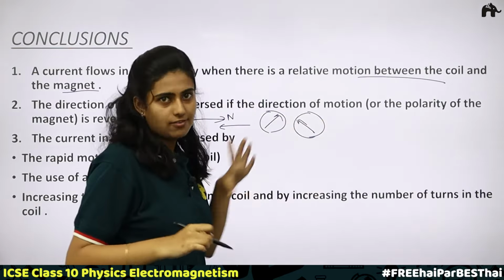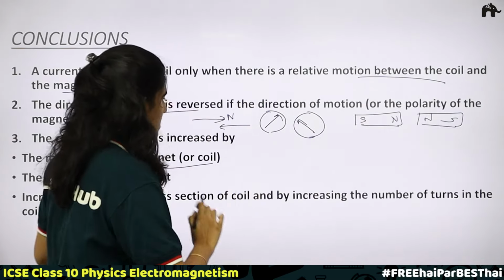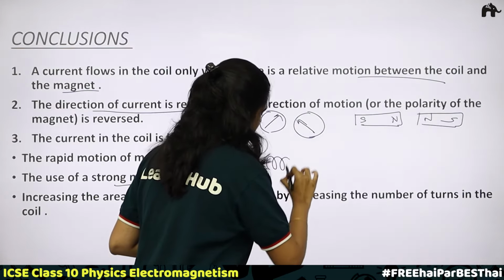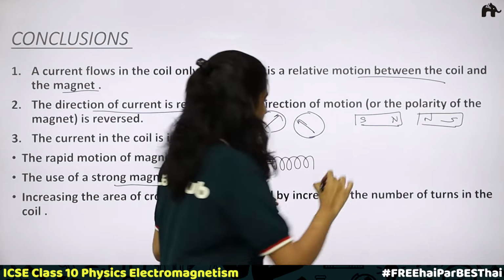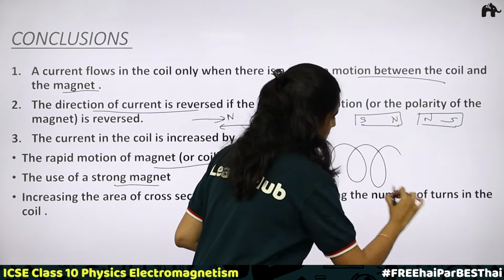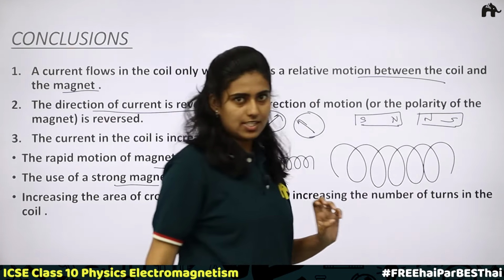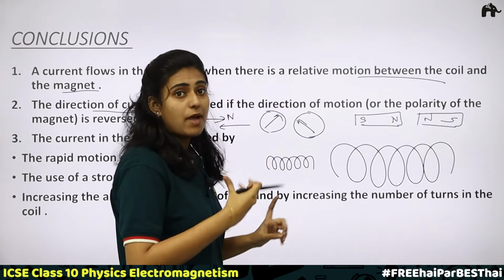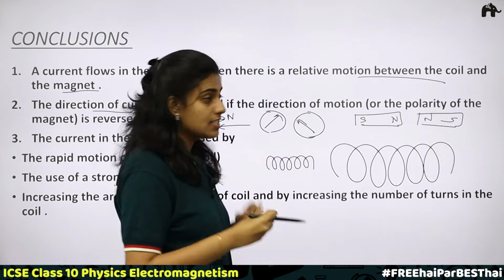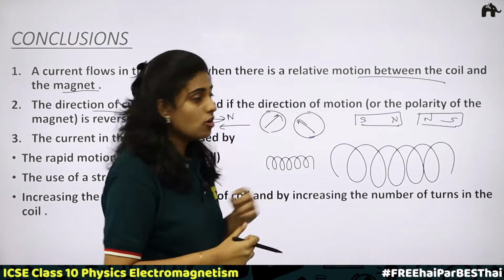If you are using a stronger bar magnet, in that case also you can increase the current that is produced, by increasing the area of cross section of the coil and by increasing the number of turns in the coil. So, here you can see, if this is your coil, instead of this, if you are using a bigger coil, that is when the area of cross section increases. In that case also, the magnetic flux associated increases, the E.M.F. produced or the voltage produced increases and the current increases.